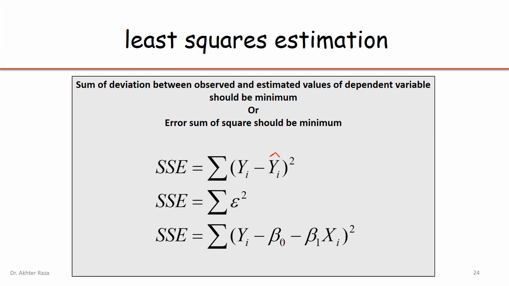So what is the next step? To estimate beta naught, we have to differentiate this SSE with respect to beta naught and equate to 0. We will get one equation. The second equation can be obtained by differentiating this SSE with respect to beta 1 and equating to 0. If I solve these two equations simultaneously, we will get the values of beta naught and beta 1. These two values are known as estimates of beta naught and beta 1.